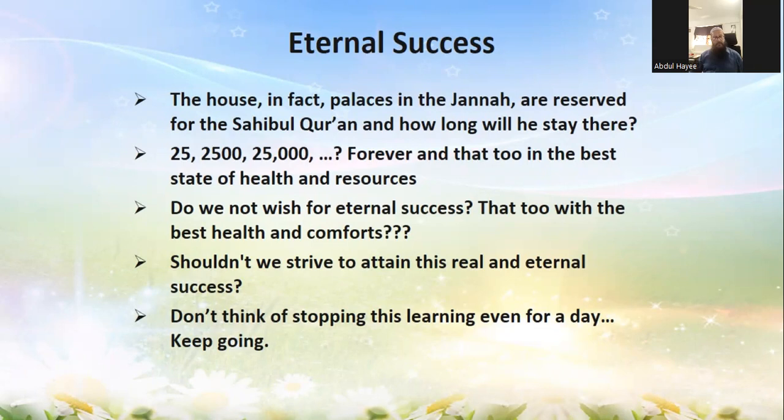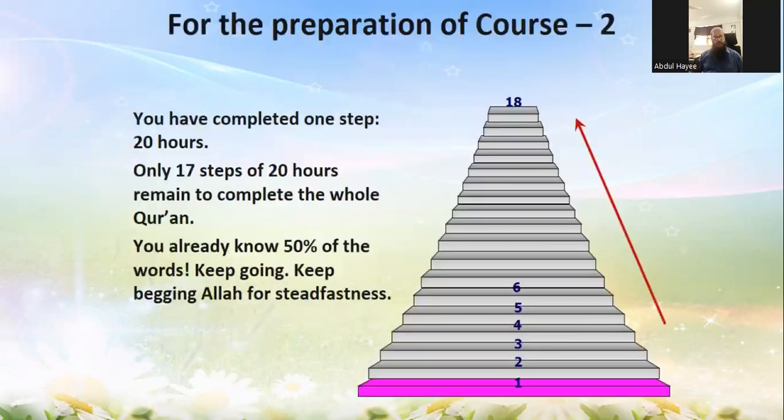Do we not wish for eternal success? That too with the best health and comforts. Shouldn't we strive to attain this real and eternal success? Don't think of stopping this learning even for a day. Keep going on, and after this QC1, go for QC2, 3, 4.